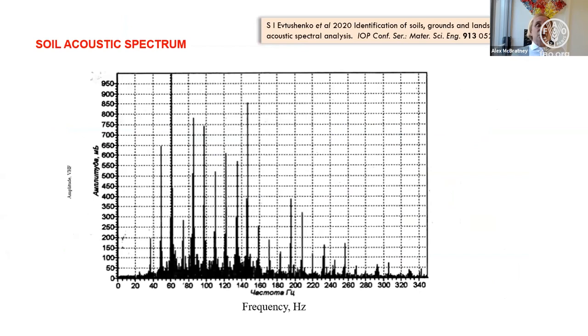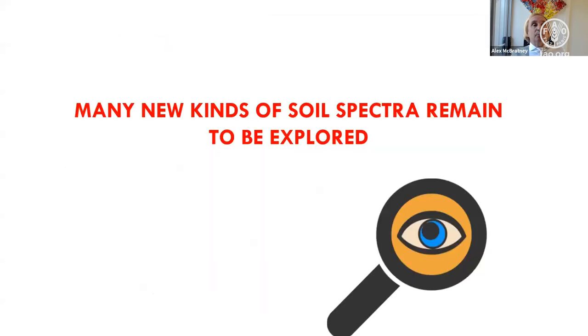And it's not just the electromagnetic spectrum. We can even have an acoustic spectrum, which is not part of the electromagnetic spectrum, of a soil. This Russian work from a year or two ago, this is the sound spectrum at different frequencies of a soil. So we can characterize soil, particularly soil structure, I think, using the acoustic spectrum. I think the point is that there are many new kinds of soil spectra that remain to be explored. So that's one of the messages from today. There's much to be done with all kinds of soil spectra. And NIR and MIR are very good and very useful, but there are many others.